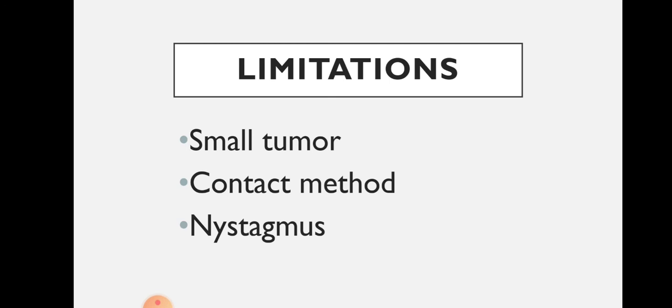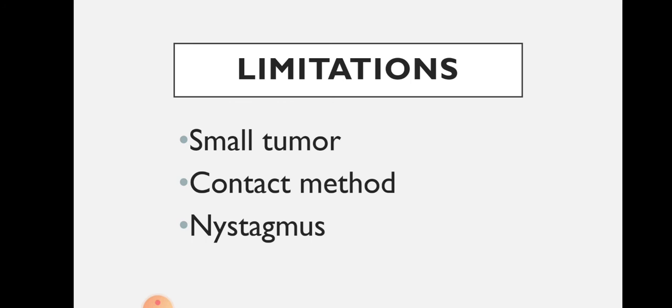Now there are some limitations of the A scan machine. One is a small tumor. If there is a small tumor, it can form some abnormality, so there will be an error in the axial length calculation, and we cannot calculate the axial length properly. Another limitation is with the contact method, where we need to applanate, so an error comes in and the axial length is a little lesser than the original.